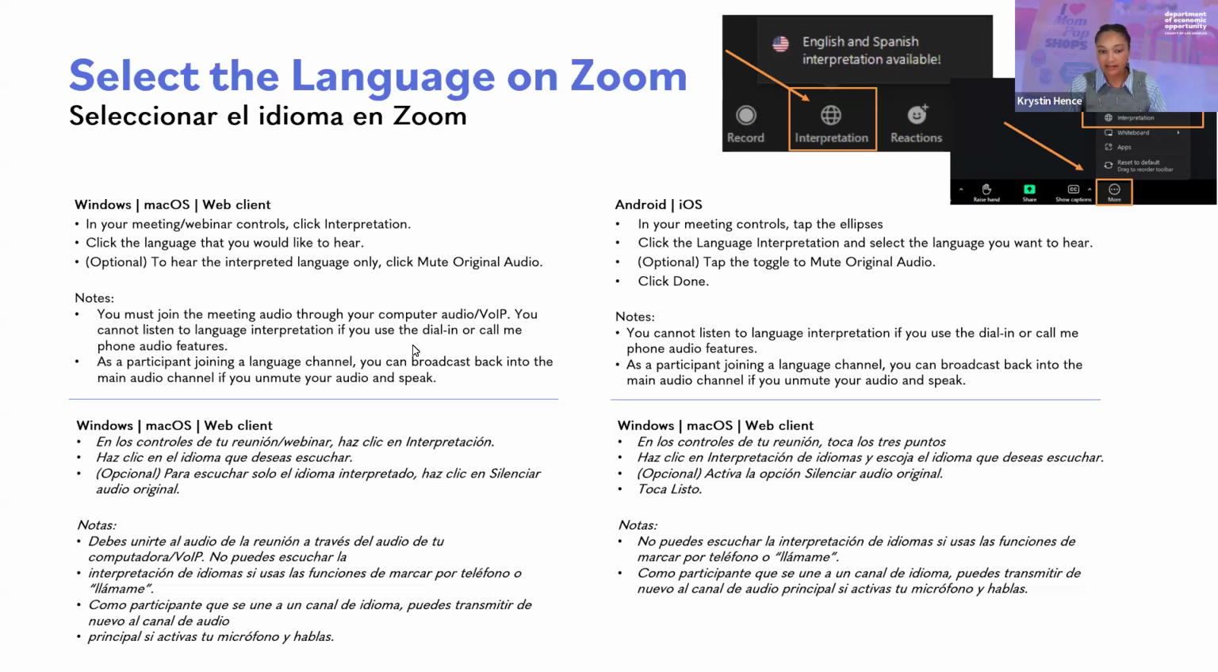As a participant joining a language channel, you can broadcast back into the main audio channel if you unmute your audio and speak. And just so you all know, these directions will be posted into the chat so that you can see them if you need to refer back. If you're using an Android, you would need to access the meeting controls with the ellipses and click on language interpretation and then select the language that you wish to hear. You tap to the toggle mute original audio if you would like to mute the English version, and then click done once you have selected your options.